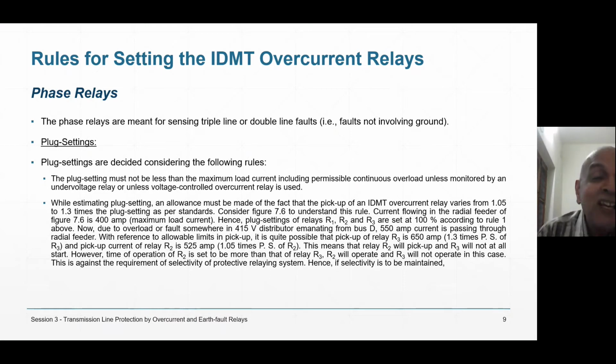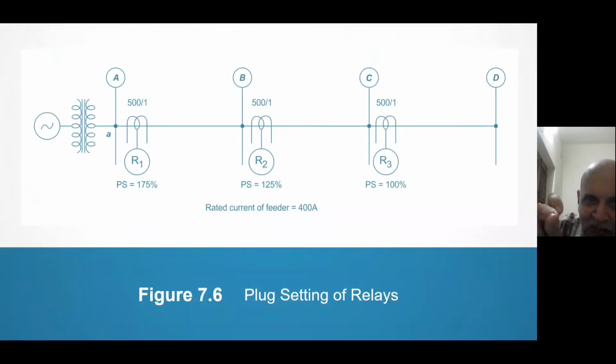And while deciding the relay setting, you have to take this into consideration. For this, I have given this figure. You check up. Simple figure, no other feeders. From A, B, C, other feeders are not going. Just assume all CTs are 500/1, and my current in CD is 400 ampere. So 400 divided by 500 into 100 gives me 80%.